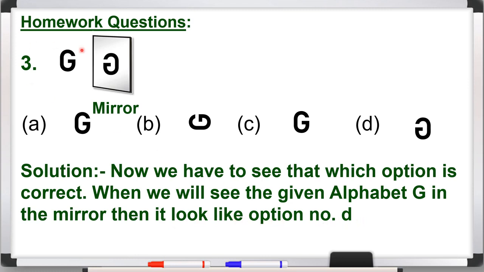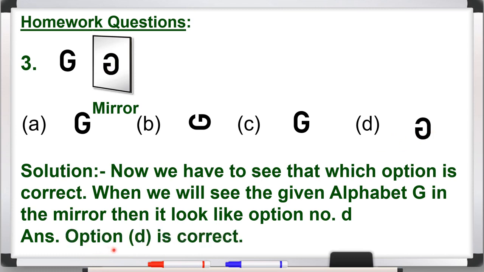तो ये हमें कैसा दिखाई देगा बेटा? ऑप्शन नंबर डी की तरह. सो लेट्स सी. अब हम इस मिरर इमेज को, ये जो जी है बेटा, इसको हम मिरर इमेज में देखते हैं. It will look like this only. Okay, so it is in option number D. So our answer is option D is correct.